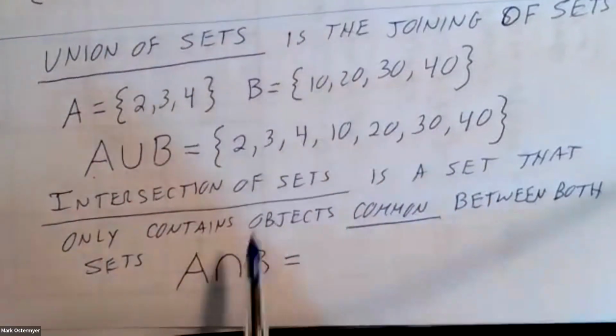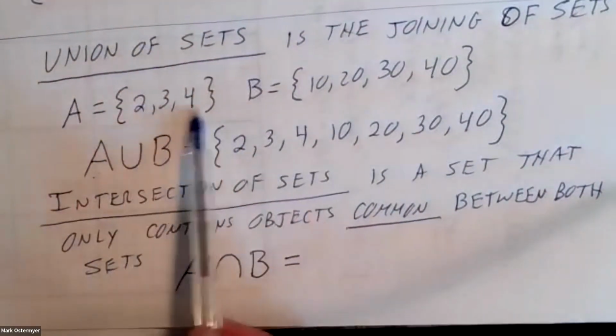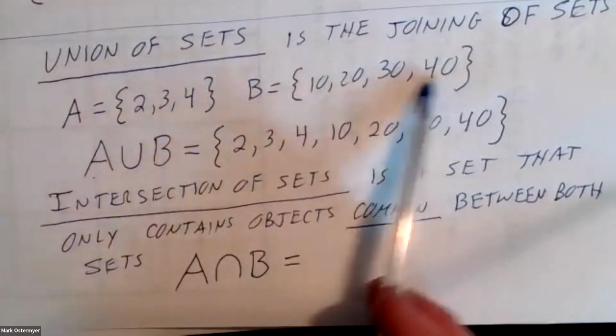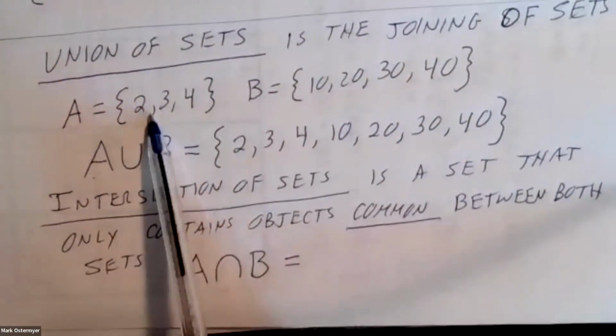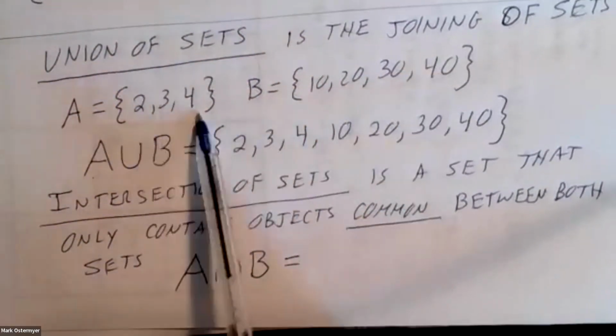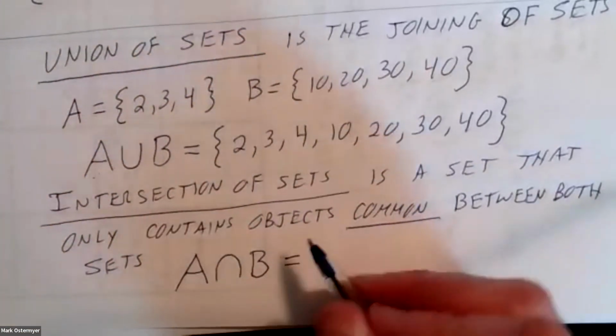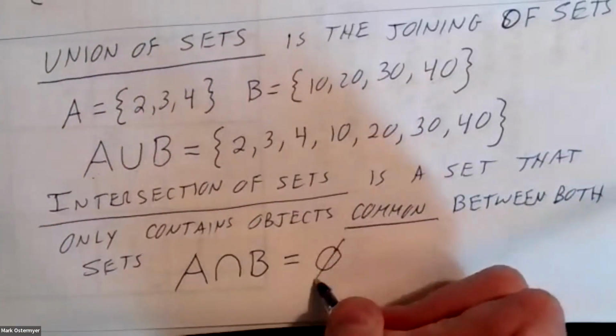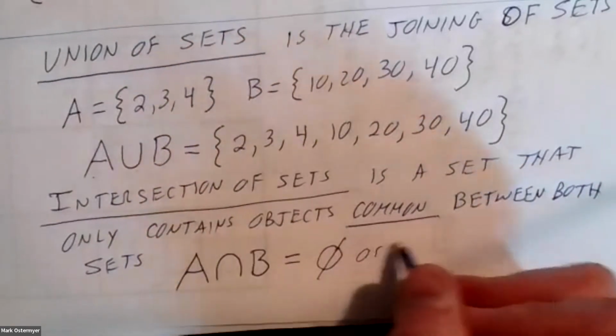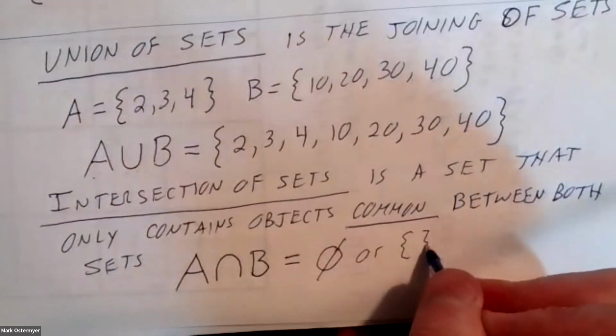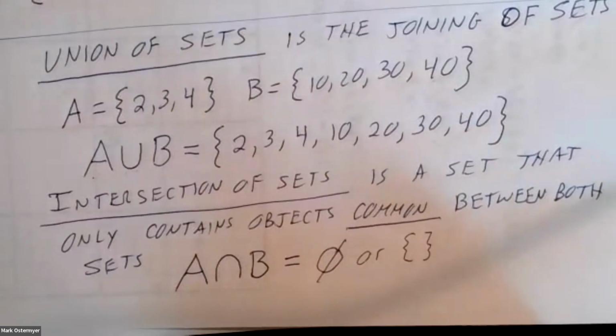Now let me ask you this question here. Are there any elements in set A that are common to set B elements? Are there any elements that are shared by both sets? The answer is no. So the intersection of sets A and B would be the empty set, or we would use this to denote the empty set. Any questions about union or intersection of sets?